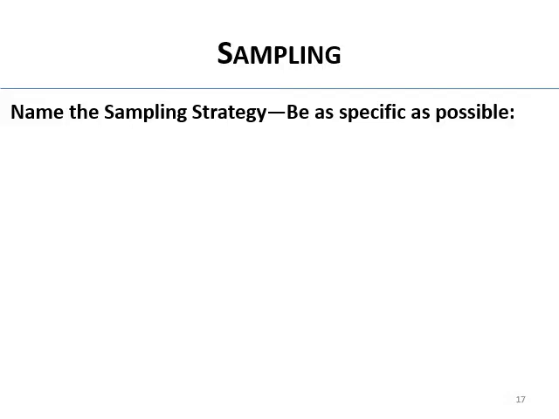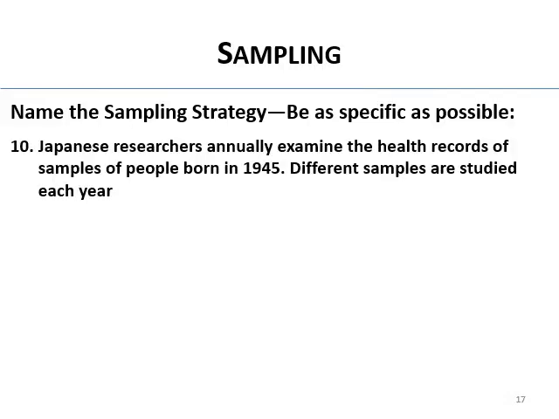All right, finally, hopefully this is starting to make sense. Japanese researchers annually examine the health records of samples of people born in 1945. Different samples are studied each year. So you've got an age cohort where different people are being sampled, so it's not the one where they follow the same group over time. What's this called? Cohort sampling.